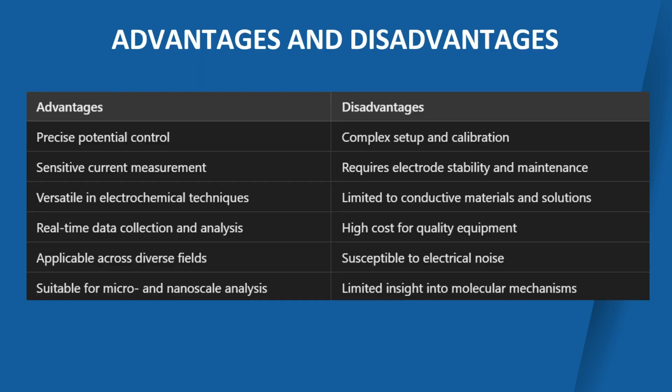Then coming to the advantages and disadvantages part. First, let's go through the advantages. The first advantage of a potentiostat is that it is very precise. There is very precise potential control, and very sensitive current measurement, and it is versatile in electrochemical techniques. Then fourth, real-time data collection and analysis. Then fifth, applicable across diverse fields. Then suitable for micro and nanoscale analysis also.